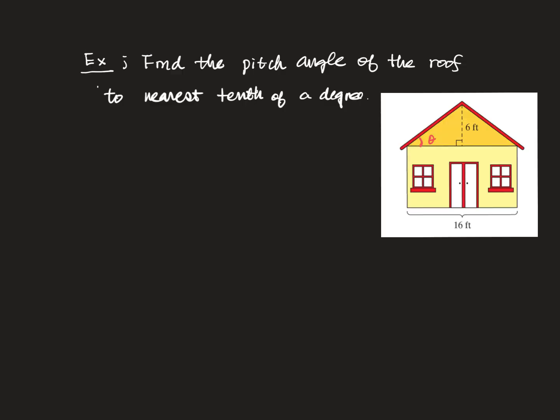Let's do another example here, guys. That's asking the pitch angle of the roof to the nearest tenth of a degree. This is going to be the house. Here is the roof. So we are looking for the theta right there. So we want to sketch the right triangle.